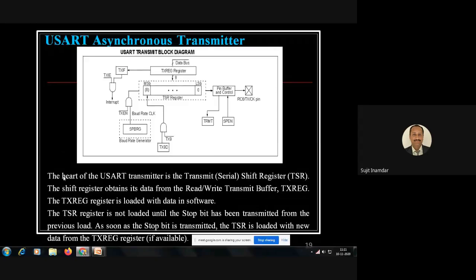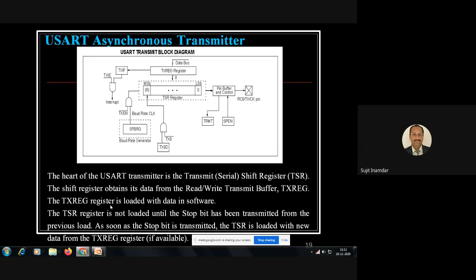So the same thing is written in words, just check it out. The heart of this transmitter is a transmit shift register, that is TSR. इथं shift registers असतात. All the frames will be stored in this shift register. फक्त only one frame is shown in this diagram, but such multiple frames or shift registers are available with the capacity of 8 bit or 9 bit. The shift registers obtain the data from the read write transmit buffer, that is TXREG. म्हणजे इथून हा डेटा इथे येतो. That is what we have explained.